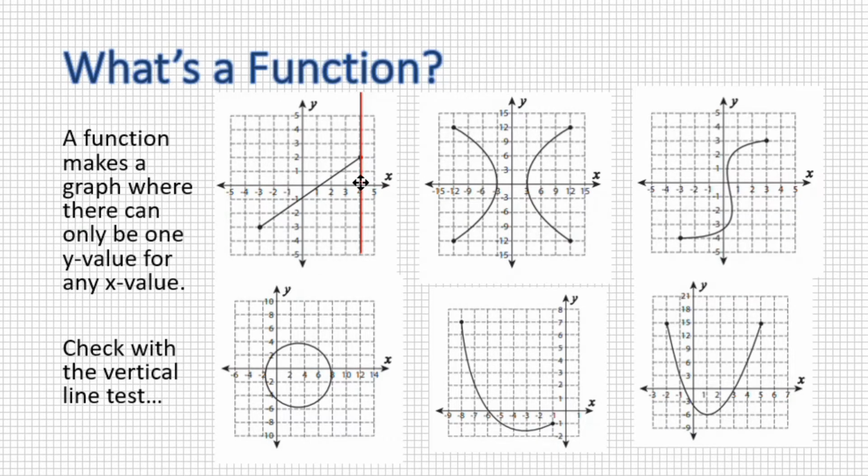Whereas if I move down to the graph of the circle, the minute I get onto the circle, let's say here, for x equals 5 or thereabouts, there are 2 values of y. So this circle graph is not a function. Likewise, the graph up here is not a function because at x is minus 6, there are 2 values of y, and that is true in a lot of places.